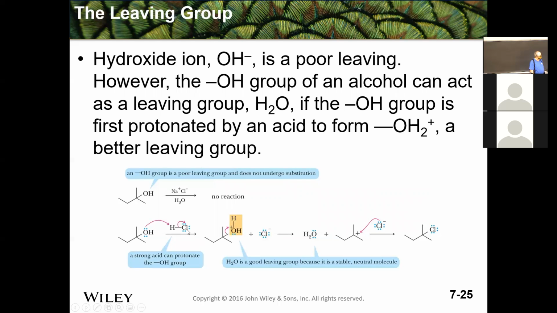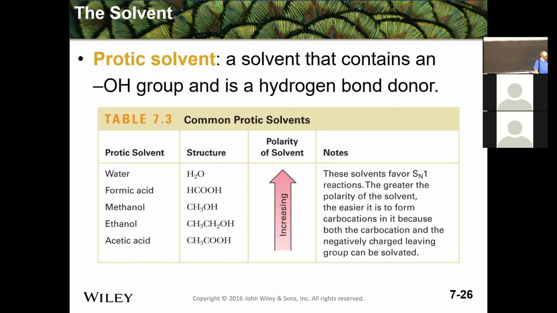Okay, the first step is protonation of the oxygen. Oxygen picks up a hydrogen. And then water leaves. Water is a much better leaving group. We get our carbocation, and then the chloride attacks. Okay, water can also come back, so this step is reversible. So we're converting hydroxide into water as the leaving group.